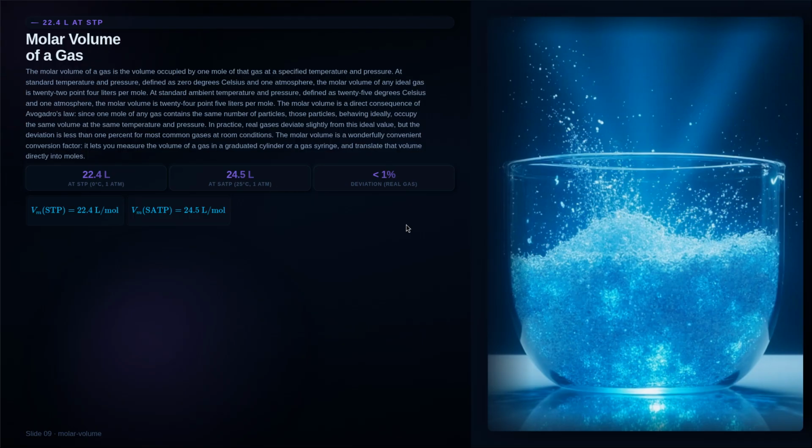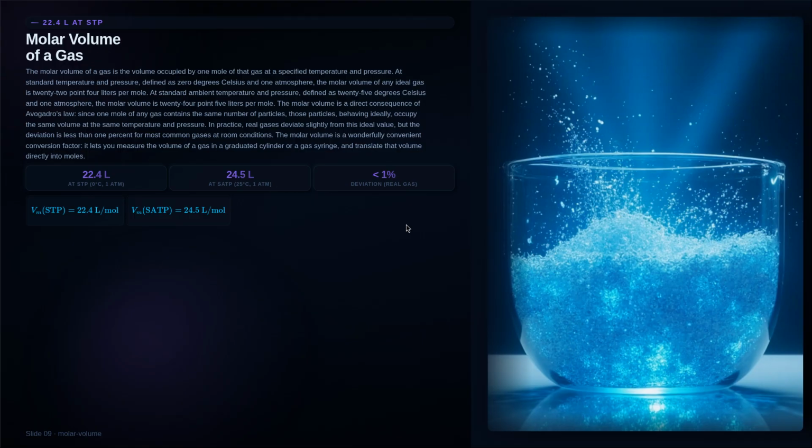The most common modern standard is 0 degrees Celsius and 1 bar of pressure. Under these conditions, the molar volume of an ideal gas is approximately 22.7 liters per mole. The older IUPAC standard of 0 degrees Celsius and 1 atmosphere gives 22.41 liters per mole.